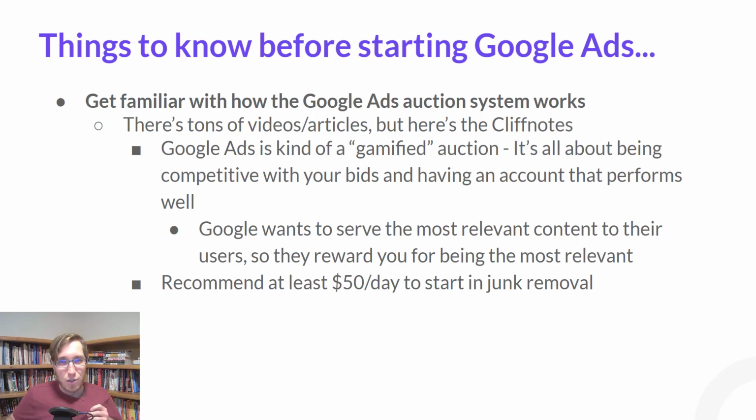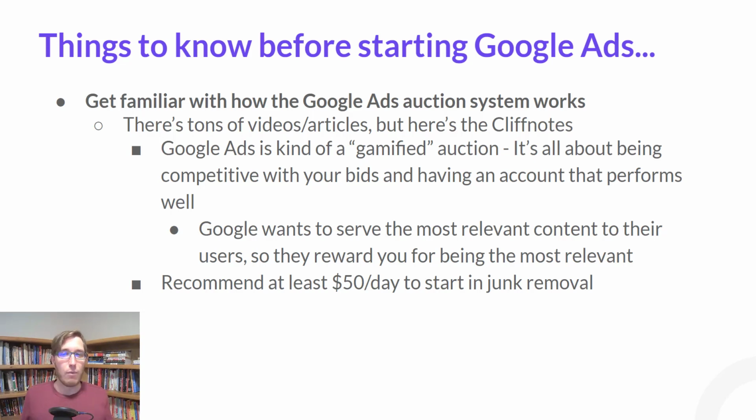So if that sounds a little bit overwhelming and you want to understand this a bit more, you can pause this video now and go check out some of those other tutorials if you're not familiar with how it works. But the whole idea is you want to make sure you're bidding competitively and that your campaign is performing well, because at the end of the day, Google really wants to serve the most relevant content to their users. So as long as you have the most relevant ads or landing pages, you're going to do fine as long as you're bidding competitively.